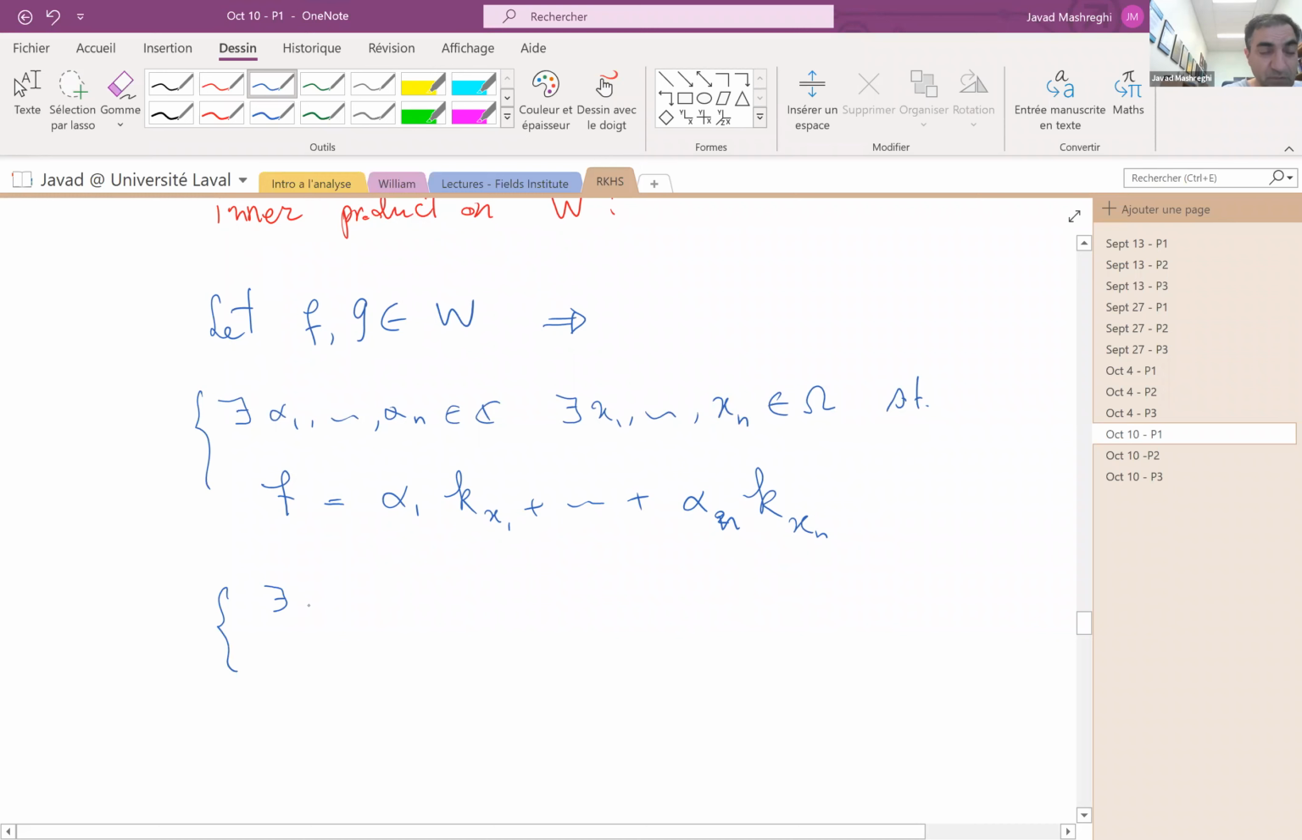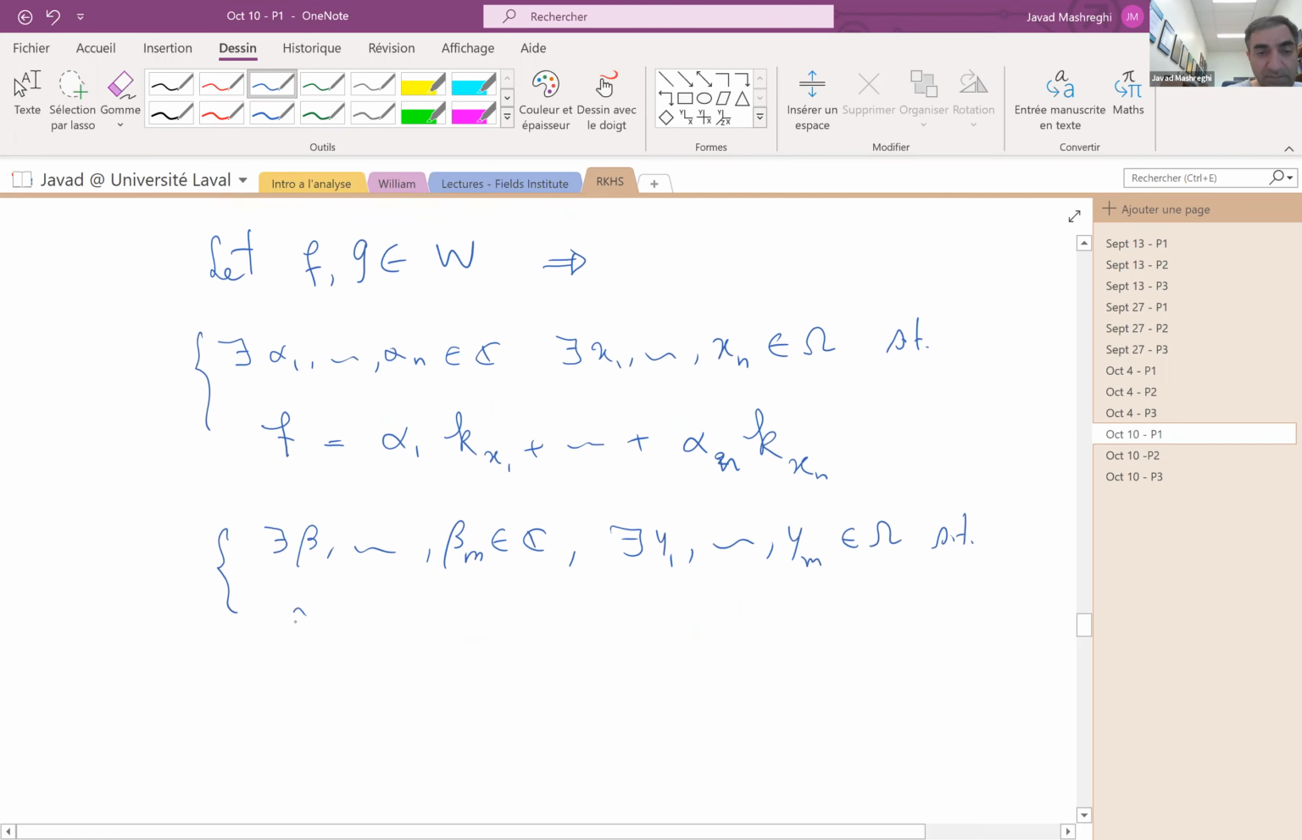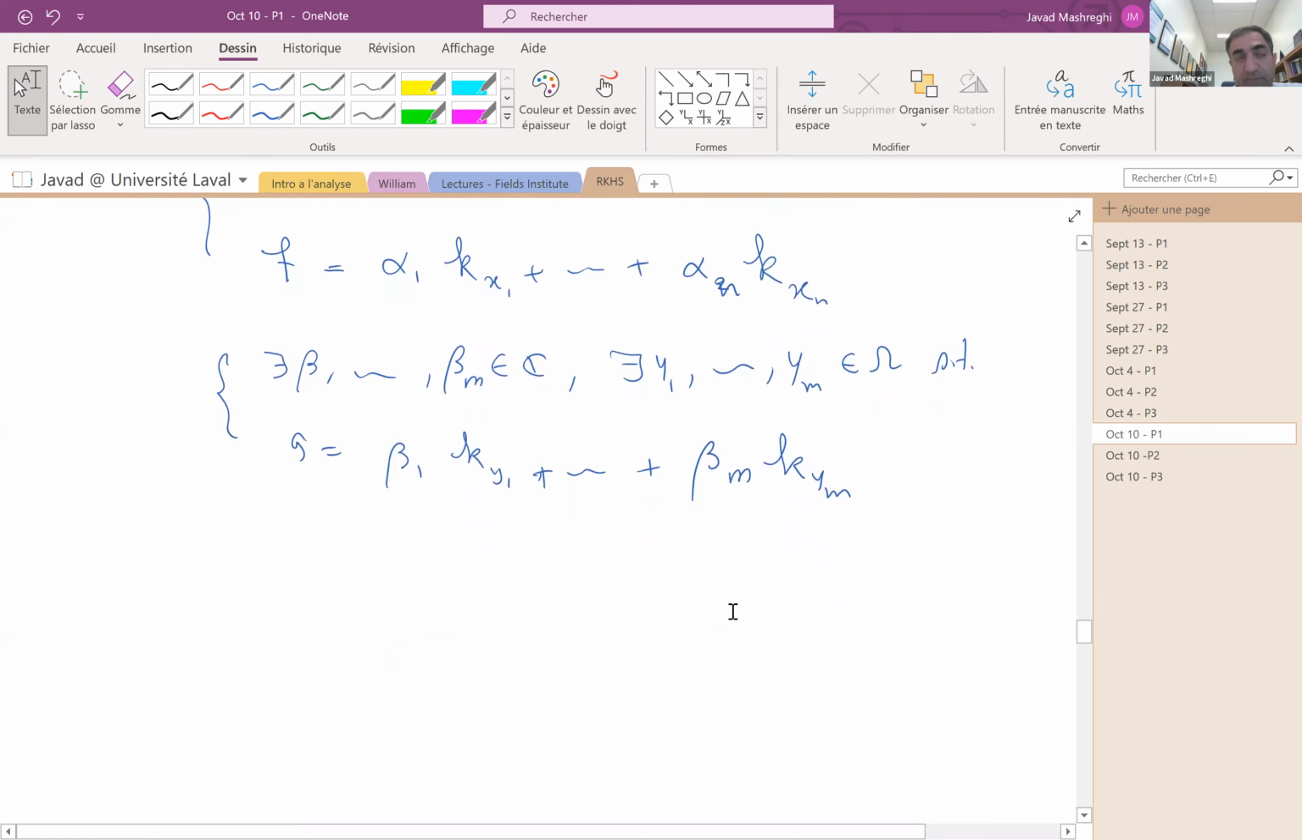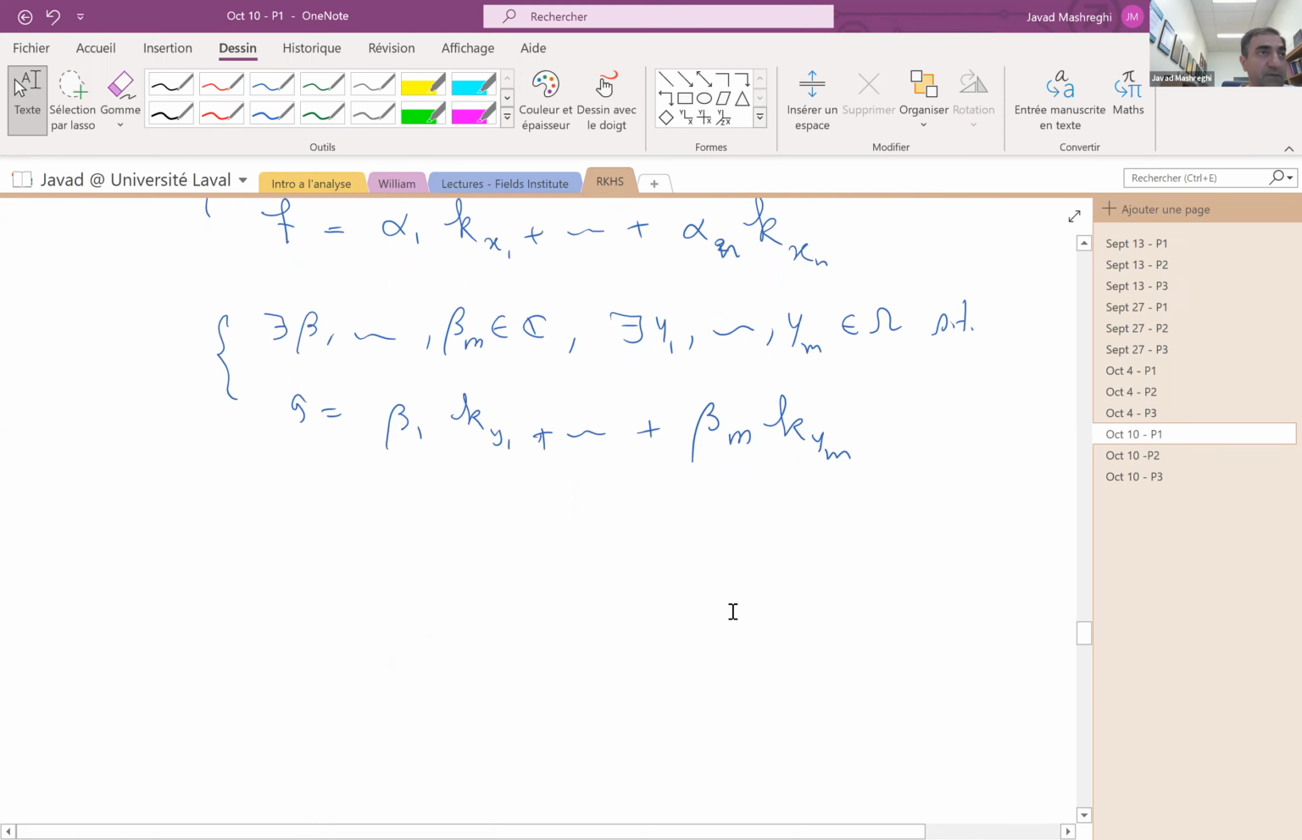There are, call it beta 1 up to beta m, and another set of points, y1 up to ym, such that G is equal to beta 1 k at point y1 plus up to beta m k at point ym. Absolutely no problem up to here. F and G are defined by such combinations. And then we proceed to define the inner product.